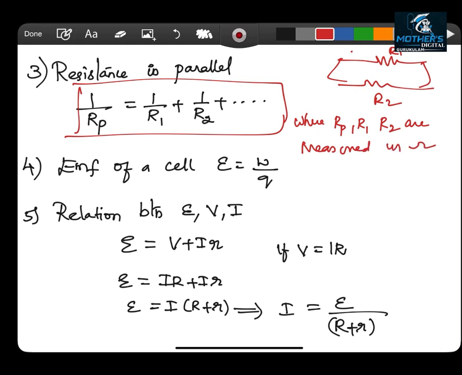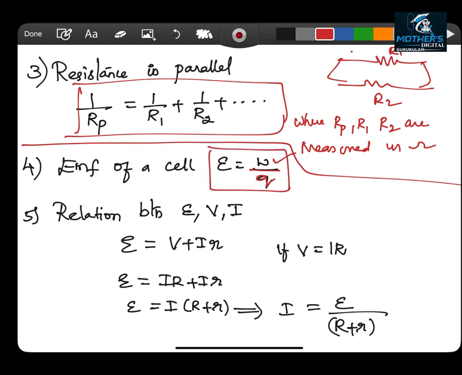The next one, EMF. You might have learned the difference between EMF and voltage. EMF of a cell can be written as the ratio of the work done to carry a charge from one point to another point, especially from the lower potential to the higher potential. So epsilon equal to W by Q. What is the relation between epsilon, V and current? Epsilon is nothing but EMF, V is the terminal potential difference. So epsilon is equal to V plus Ir. This small r represents internal resistance in the cell.